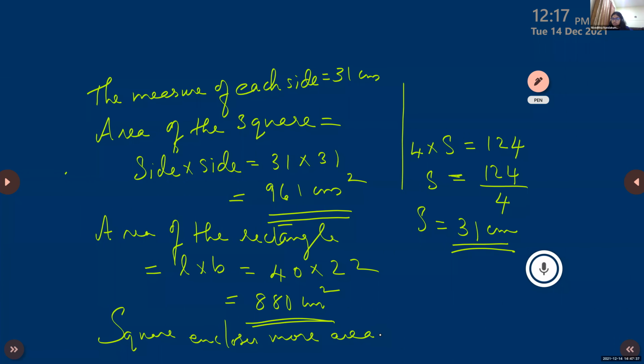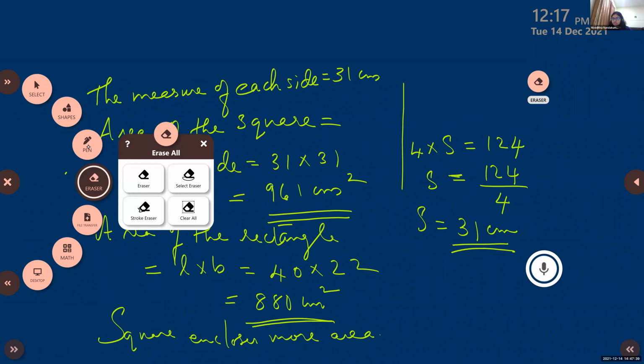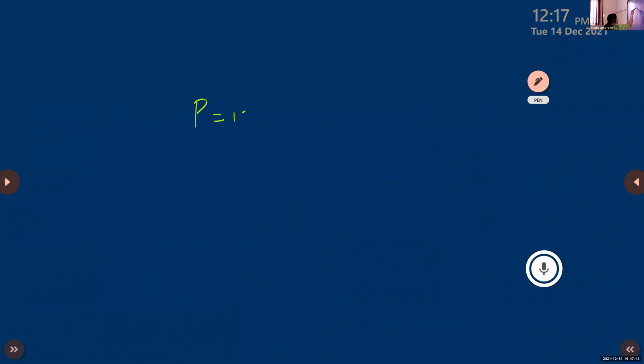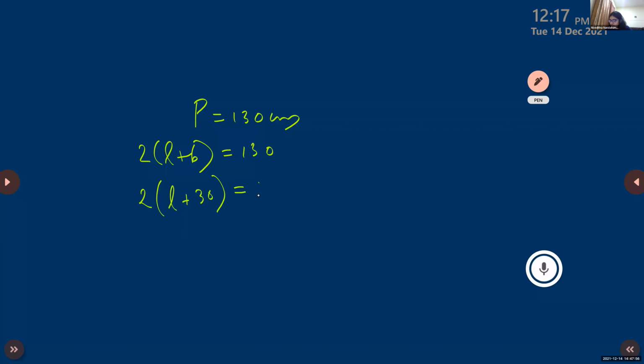The perimeter of a rectangle is 130 centimeter. So perimeter is 2 into L plus B. If the breadth of the rectangle is 30 centimeter, find its length. Also find the area of the rectangle. So if you get length and breadth, you can find the area. Isn't it? From this, how will you find the length, children?